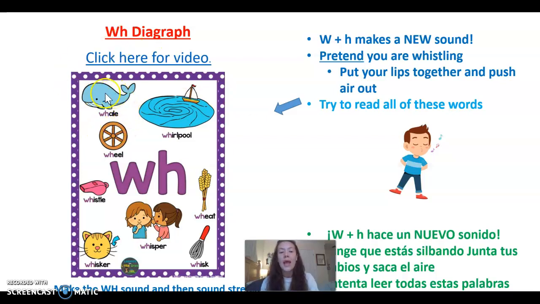So we have whale, whirlpool, wheel, whistle. My mouth is making the shape that I make when I'm going to whistle. Wheat. When we cook, we use a whisk. And when we want to tell someone a secret, we whisper. And we know that cats have whiskers.